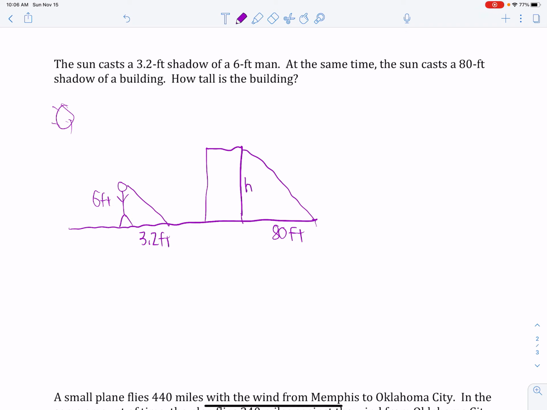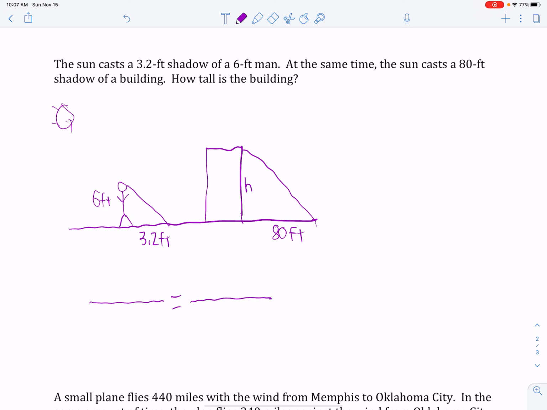This, by the way, is a way you can get pretty accurate measurements of things like a tree next to your house. If you can find a sunny day, you can measure your height and your shadow, measure the shadow of the tree, and do this to figure out pretty accurately how tall the tree is. So here, we've got similar figures again.